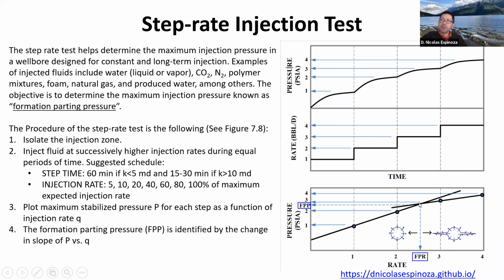And the intersection of these two lines is what is going to give you what is called the formation parting pressure and formation parting rate. So this is going to tell you what is the maximum rate that you can use for injection and what is the maximum pressure that you can use for injection.